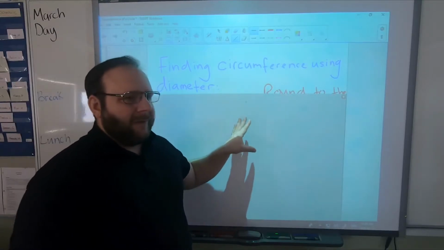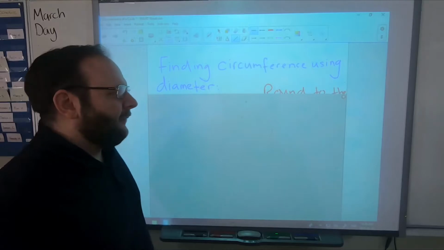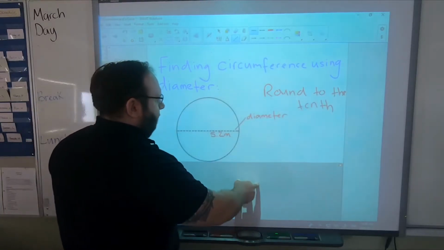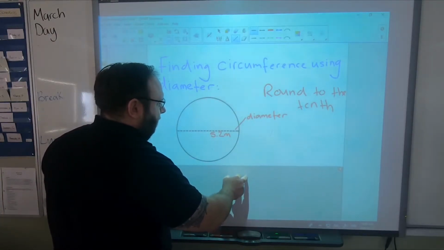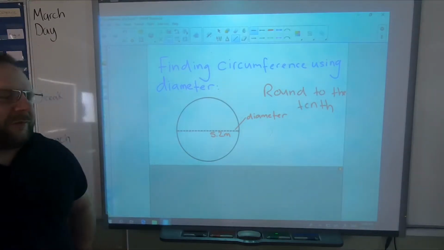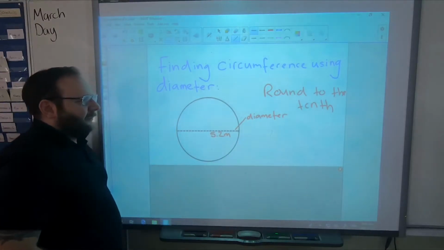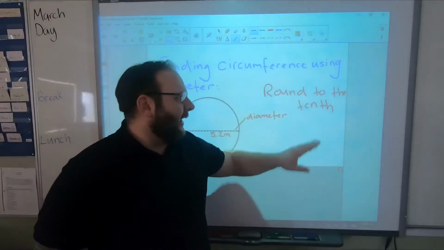There is a formula that you can use every single time to calculate the area or the circumference of a circle. So let's do this right now. So here's the circle. I'd like you to draw this circle down. It doesn't have to be exact, just make a rough little circle drawing in your notebooks. And we're going to have the diameter at 5.2 meters. We're also going to round our answers to the nearest tenth.